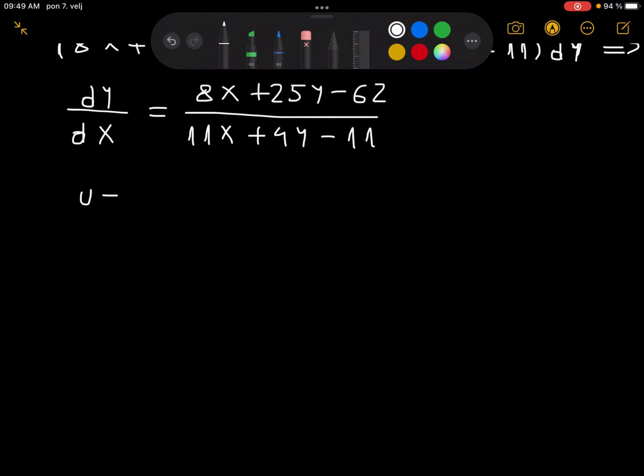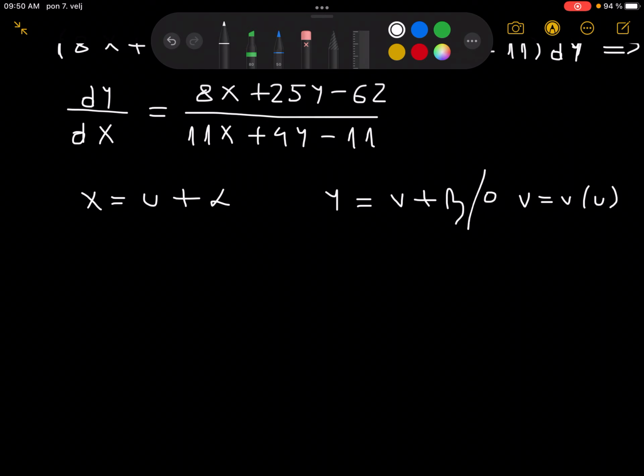We're going to say that x is equal to some other variable u plus some unknown constant alpha. And we'll also say that y is equal to v plus some other unknown constant beta. Okay, and of course v is a function of u. Keep that in mind.